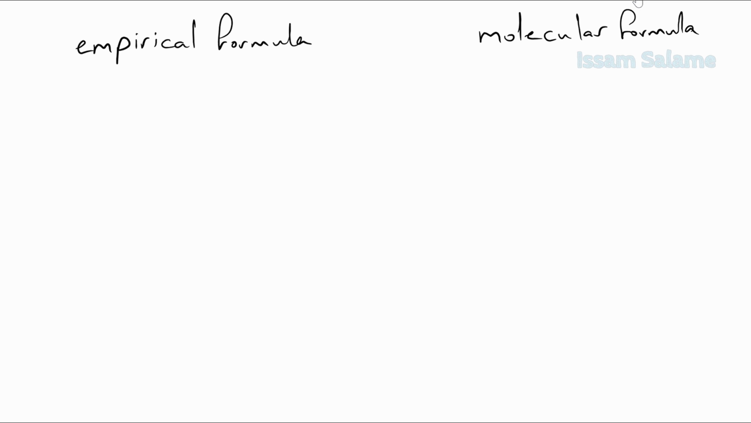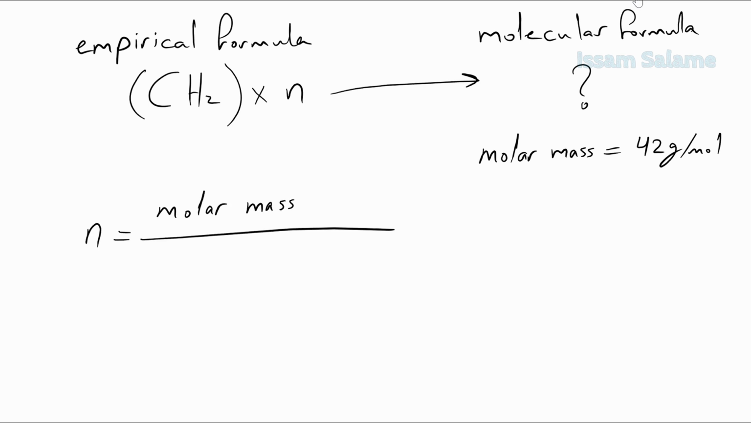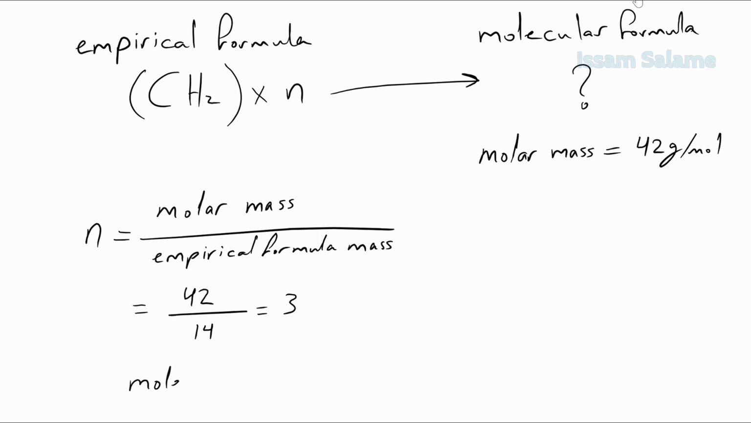Here is an example. The empirical formula is CH2 and the molar mass is 42 grams per mole. To find that whole number, we should divide the molar mass of the molecular formula by the mass of the empirical formula. Here the empirical formula is composed of 1 carbon atom and 2 hydrogen atoms. Its molar mass is 14. Then we divide 42 by 14 to get the whole number, which is 3. And then the molecular formula is going to be C3H6. We simply multiply the empirical formula by that whole number.